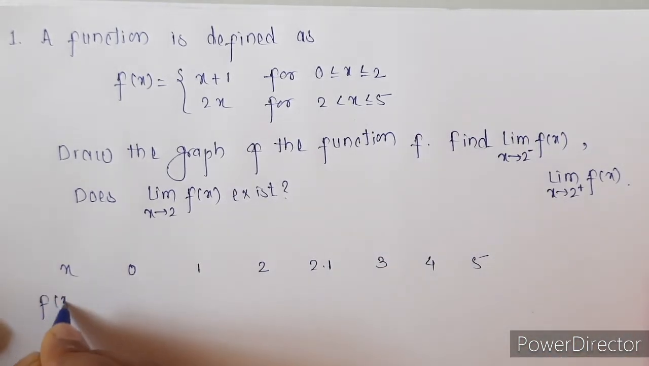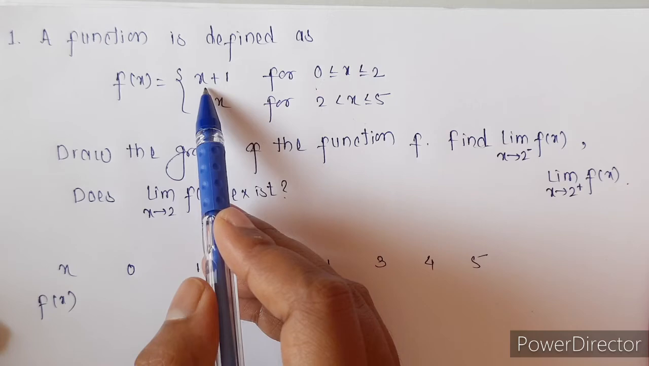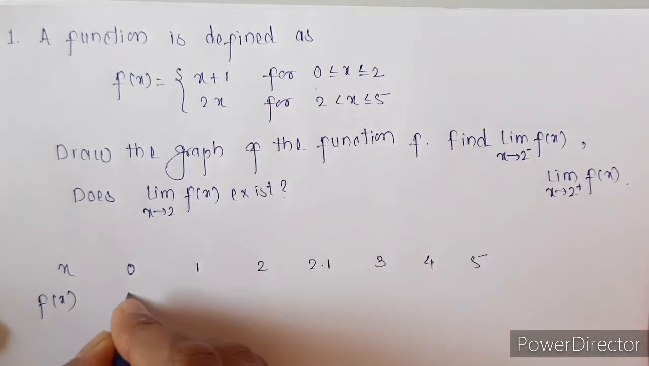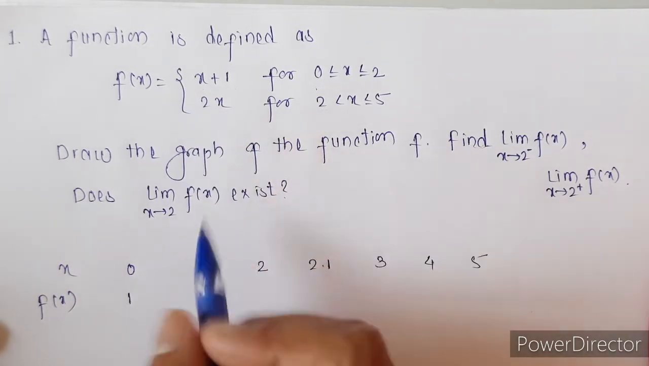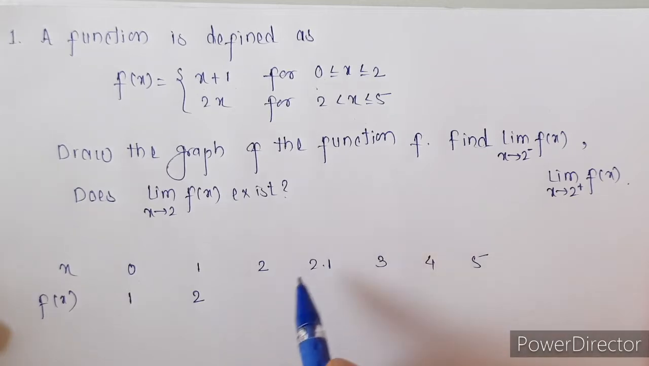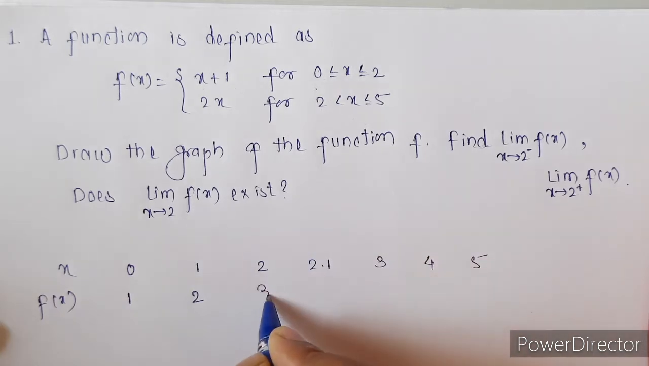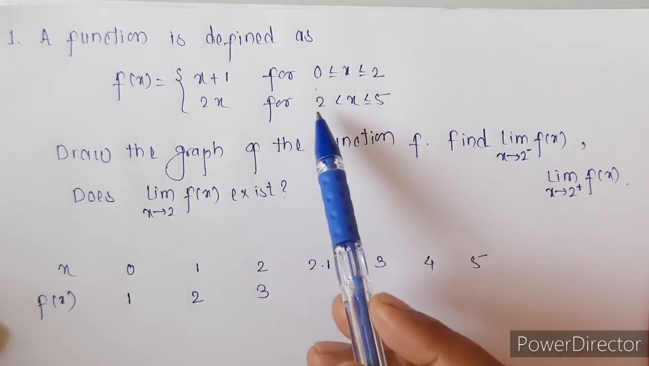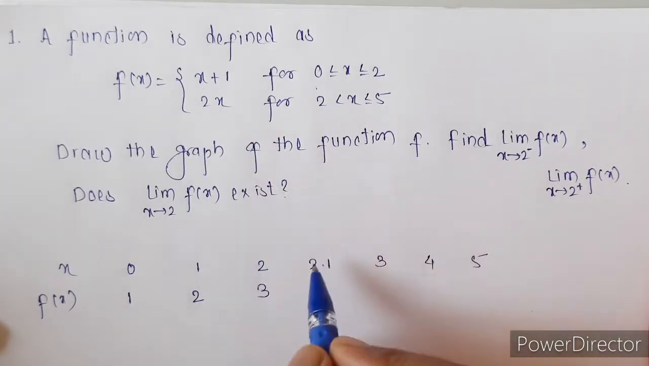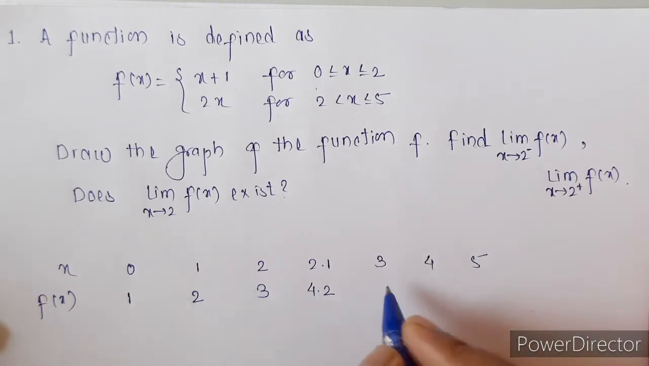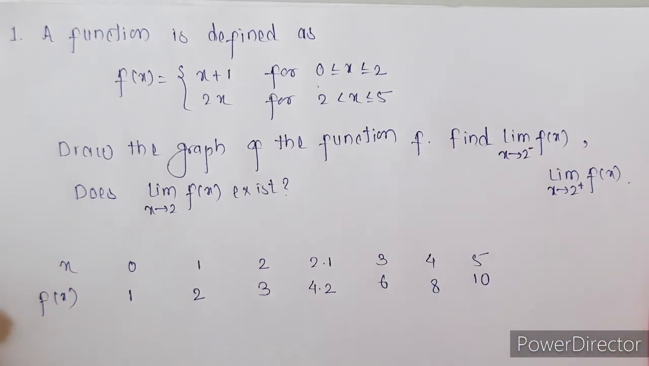So let me take f of x for 0. Substituting here, I will get 0 plus 1, that is 1. Next, substituting 1, it will be 1 plus 1, that is 2. Now substituting 2, it will be 2 plus 1, 3. Now for 2.1, we have to shift to the next function. It is 2 into 2.1, so it is going to be 4.2. Next this will be 6, 8 and 10. Okay, so we got our points.